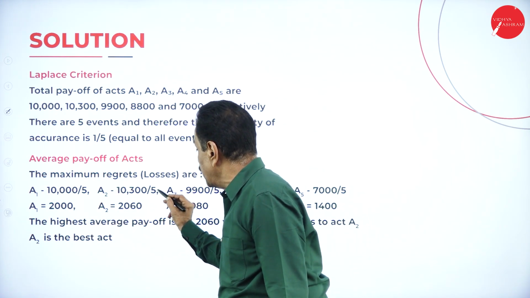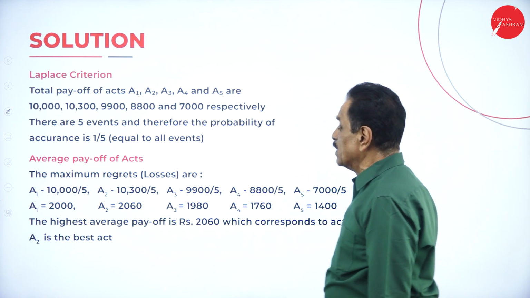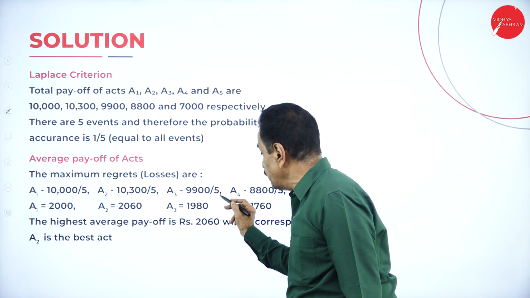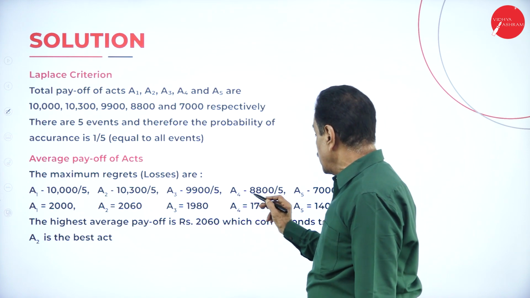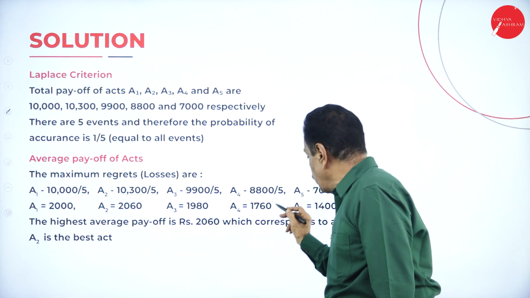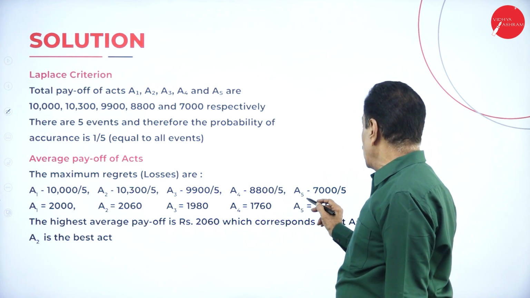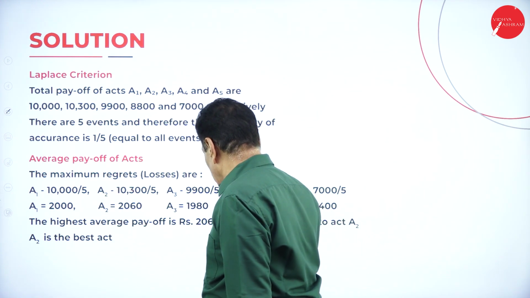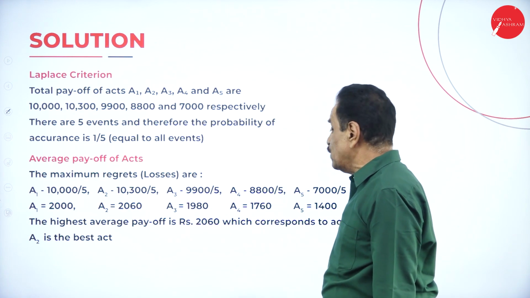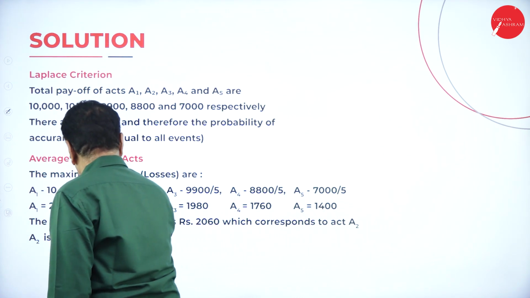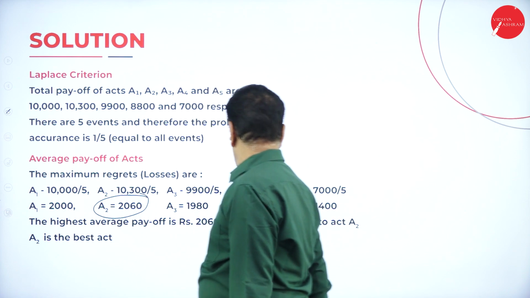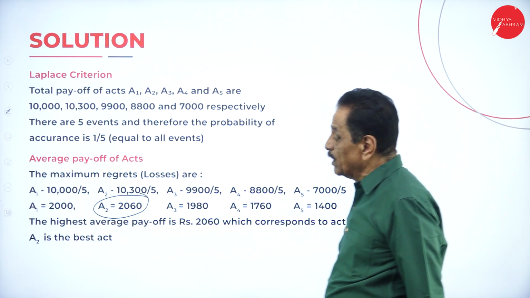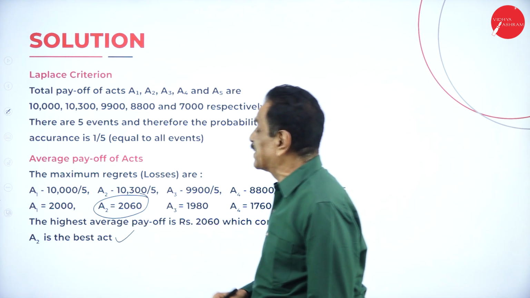A2, 10,300 divided by 5 is 2,060. A3, 9,900 divided by 5 is 1,980. A4, 8,800 divided by 5 is 1,760. A5, 7,000 divided by 5 is 1,400. The highest average payoff among them is 2,060, which corresponds to A2. A2 is the best act.